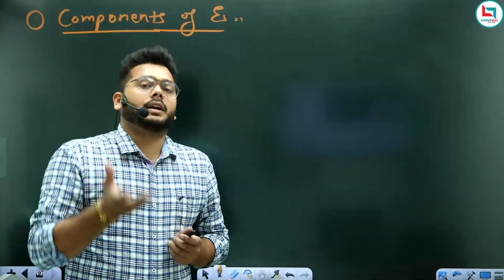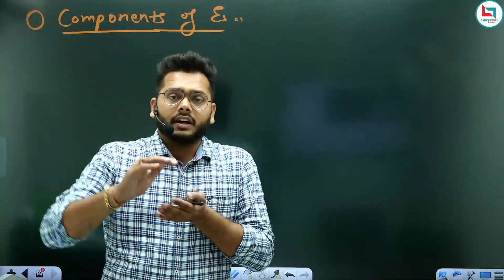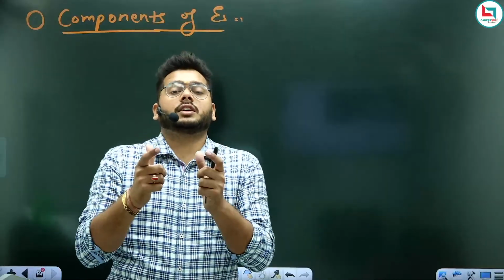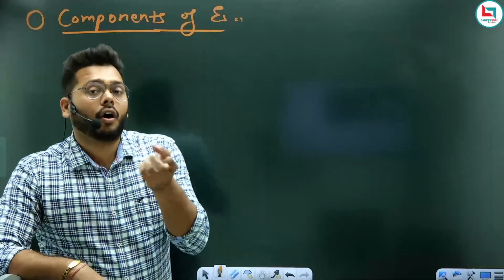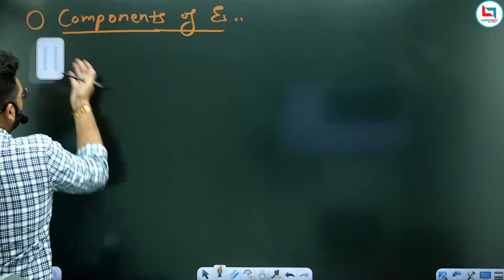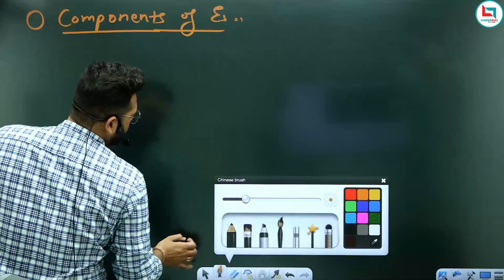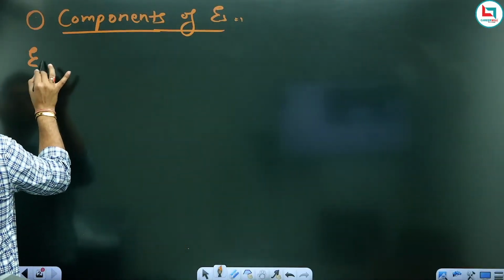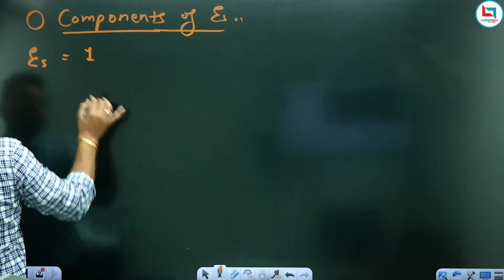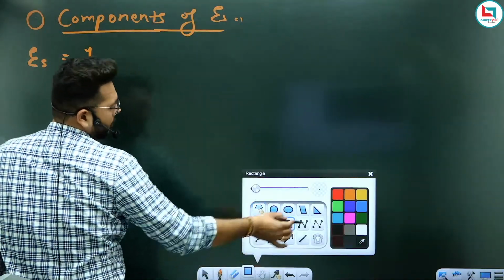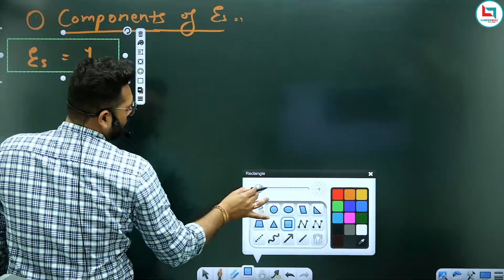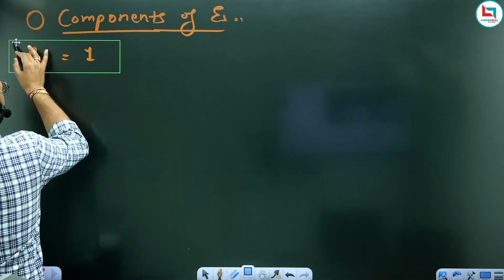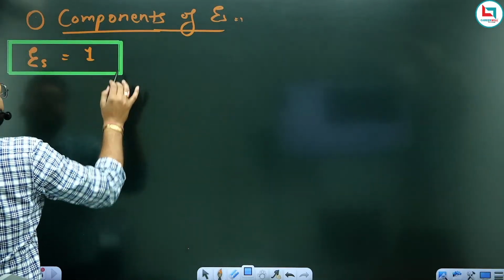Magnitude means what? The measurement. Whenever you find out the measurement of how much supply is increasing, then you need to understand the elasticity of supply, right? So the first one is what? When ES is equal to 1. You need to understand when ES is equal to 1.